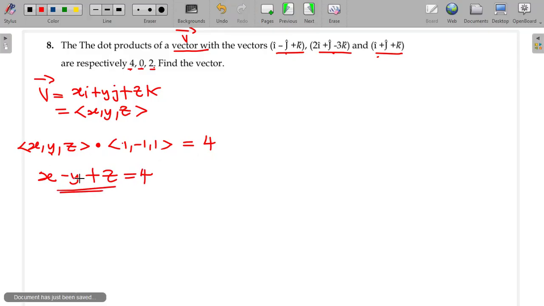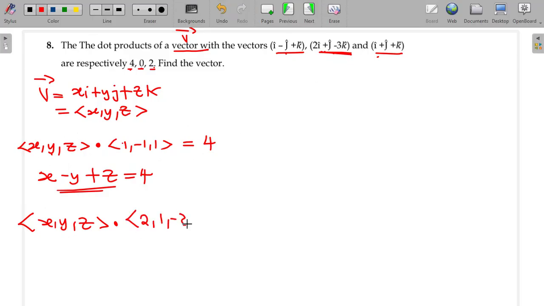So this here is going to be my first equation. My second equation will be when I multiply this vector V with this second vector here. So that is (2, 1, -3). This is equal to, we're told, 0. So this is x multiplied by the 2, that is 2x, and then y with the 1, plus y, z with the minus 3, I get minus 3z is equal to 0. So this here is my second equation.